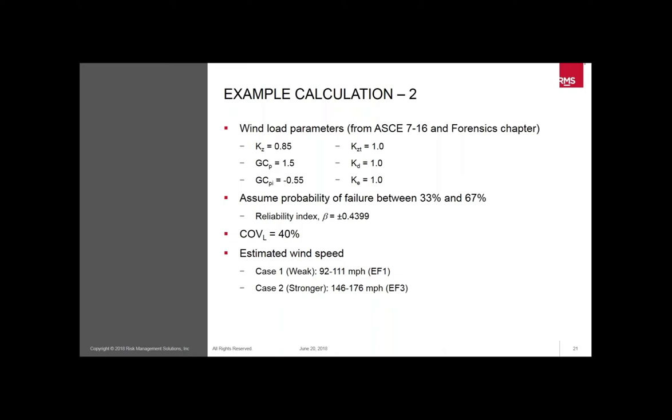So I think that's a good point. The ASCE 7 standard, that's for design, and so it's going to tend to be a little more conservative. Having a target reliability index of 3 is going to give you a probability of failure of 10 to the minus 4 or something like that.